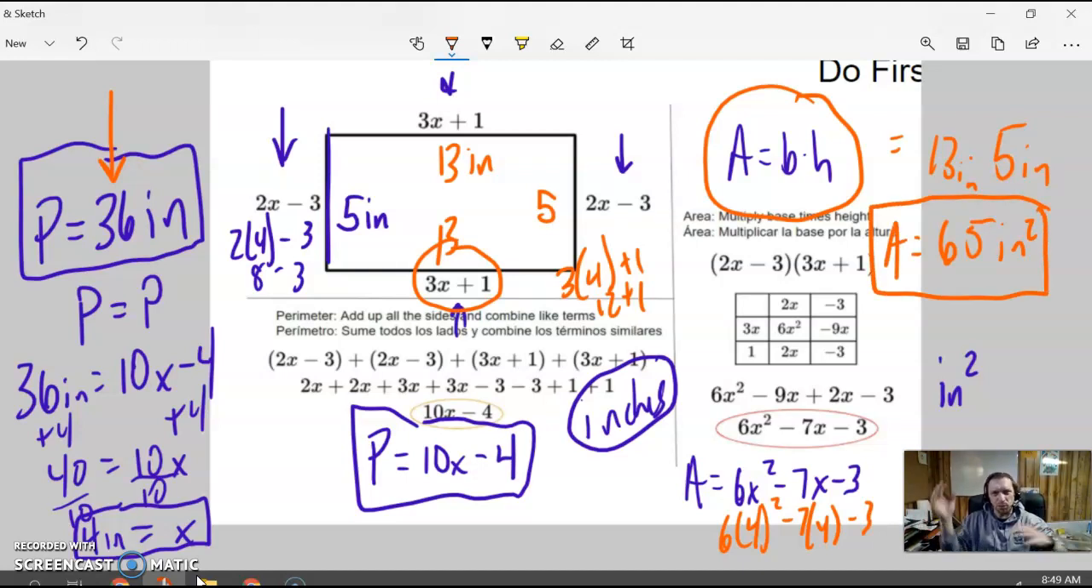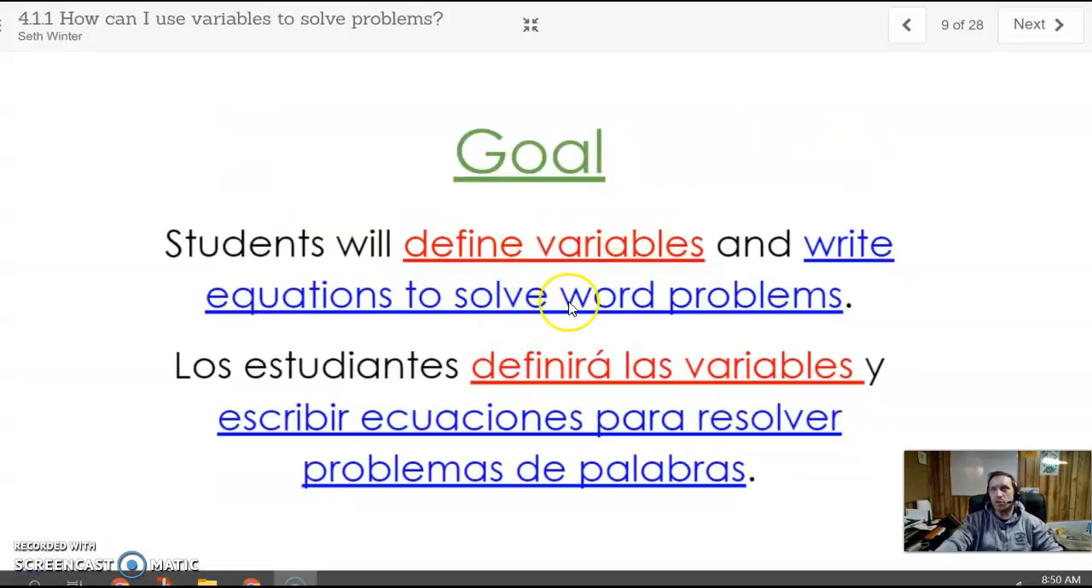That's a fun problem when you break it down and you look at each of those parts. So, nice work. So here was our goal for today.